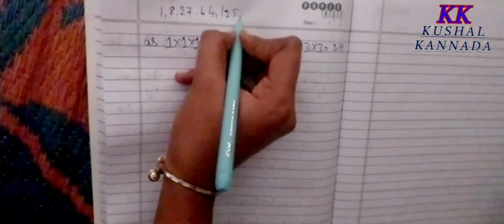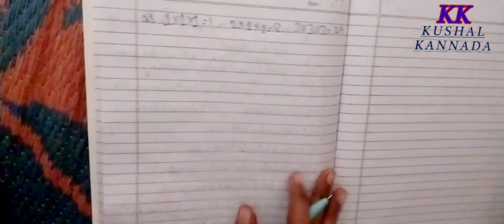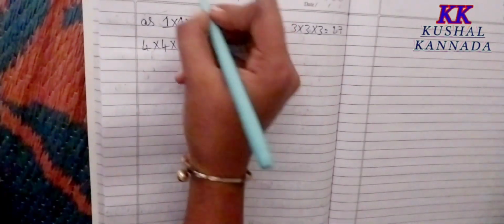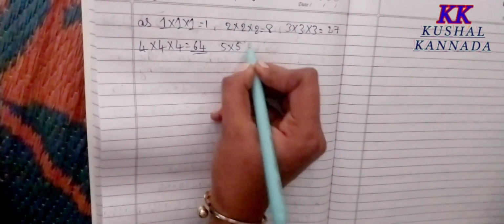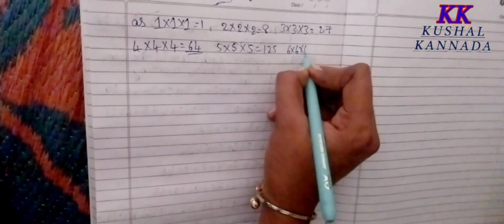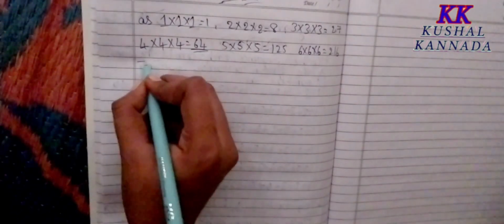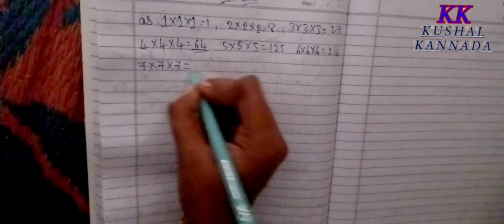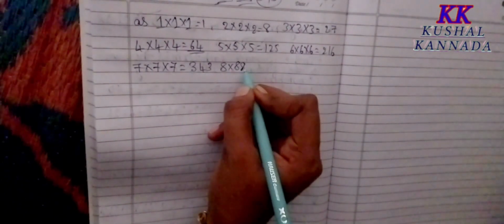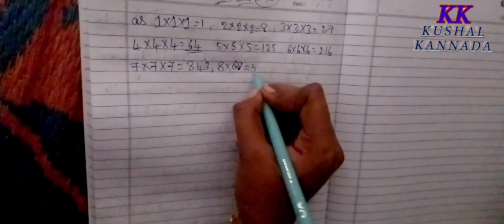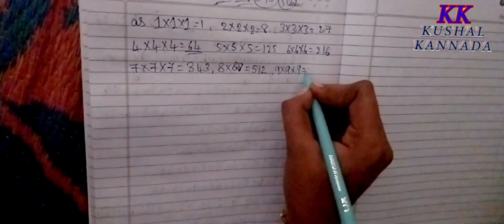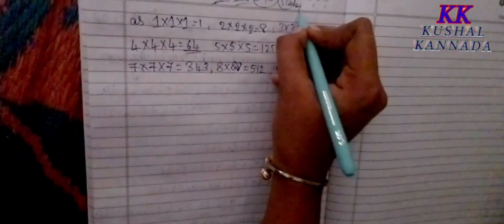64, 125, 216. 4 into 4 into 4 is equal to 64. 5 into 5 into 5 is equal to 125. 6 into 6 into 6 is equal to 216. 7 into 7 into 7 is equal to 343. 8 into 8 into 8 is equal to 512. Next, 9 into 9 into 9 is equal to 729.